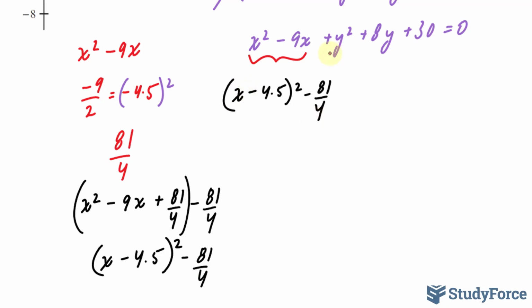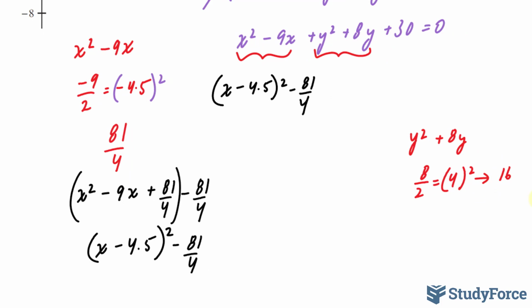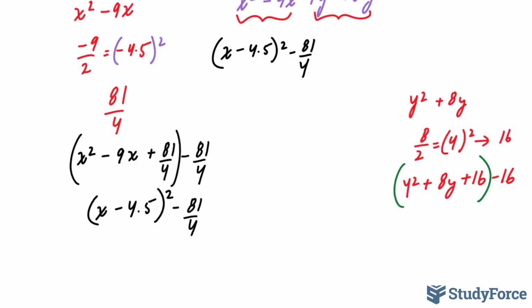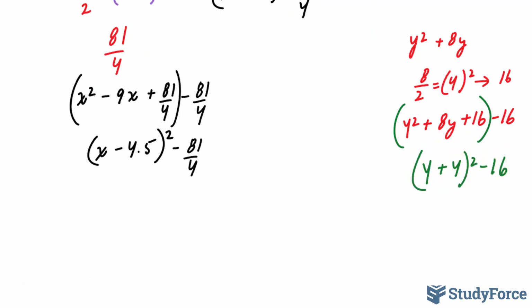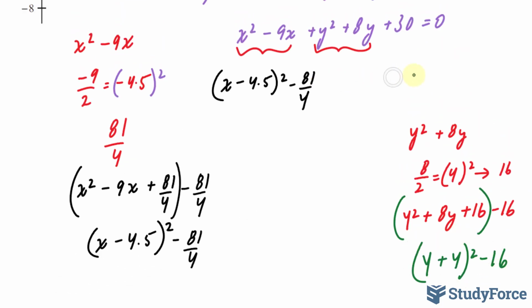I have to do this exact same process with these 2 terms. Y squared plus 8y, taking this number 8 and dividing it by 2. 8 divided by 2 is 4, and then squaring this gives us 16. So we have y squared plus 8y plus 16 minus 16. Putting brackets around the first 3 terms, this is a perfect square trinomial. This means we can reduce this down to y, and remember this number, y plus 4 squared minus 16. I'm going to take this expression and place it right here, plus 30 is equal to 0.